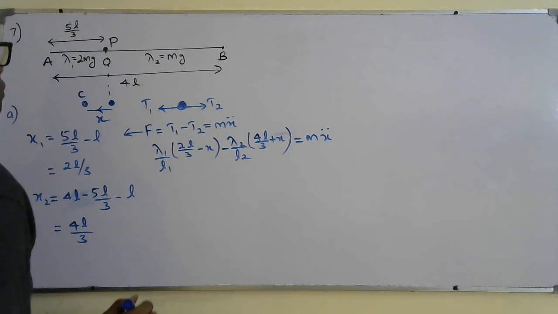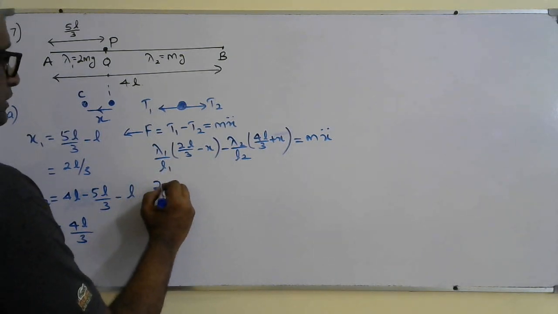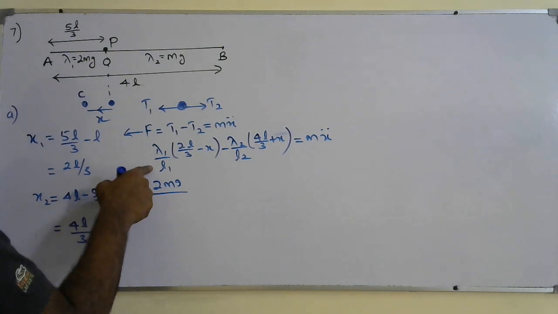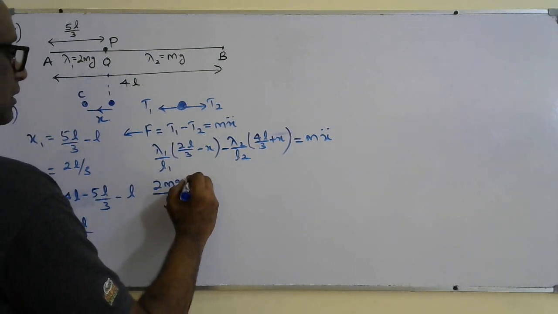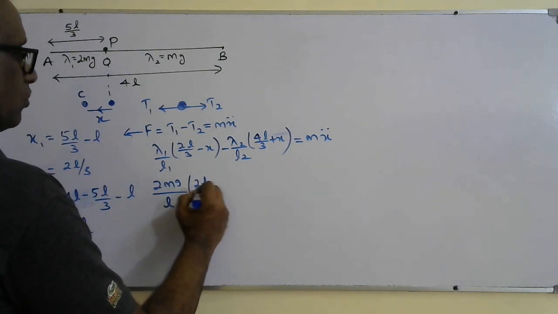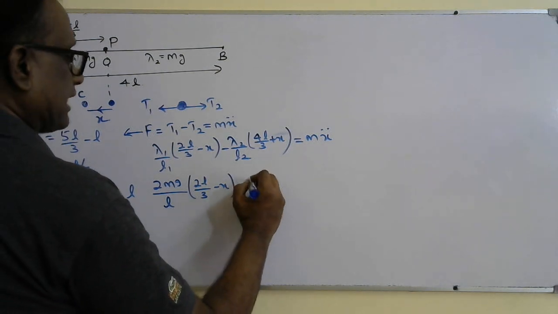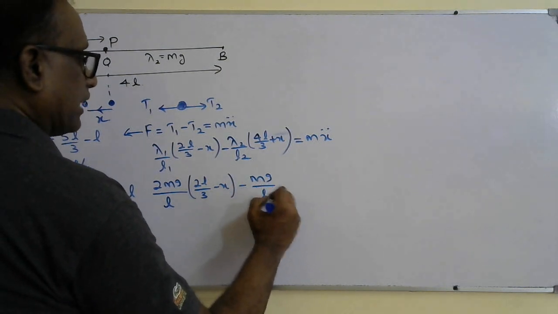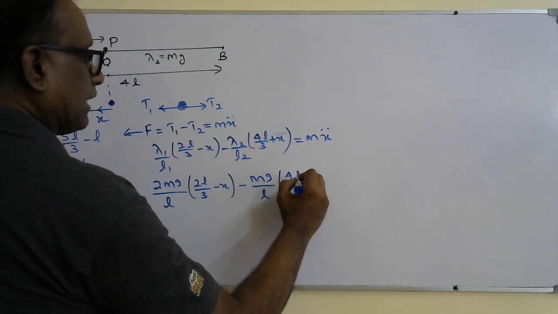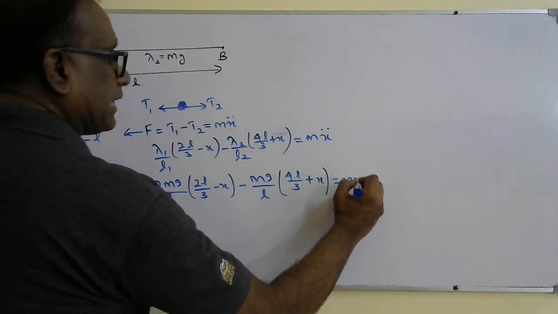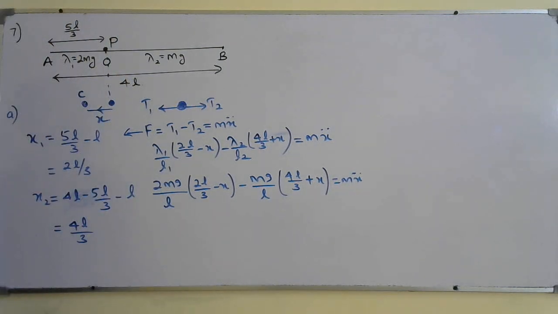Lambda 1, you know that lambda 1 is 2mg, L1 that is L, into 2L over 3 minus x, minus lambda 2 that is mg over L, into 4L by 3 plus x, equal to m x double dot. Okay, solve it. You will finally get the correct expression.